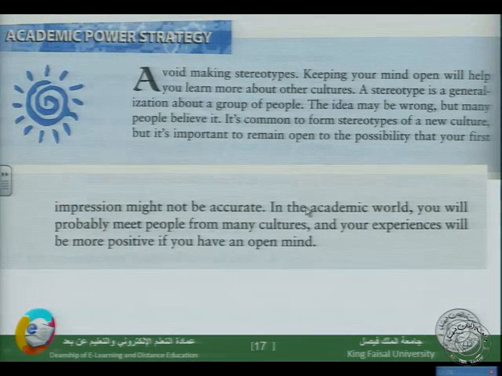This is very important, and this is my job and your job and every educated man's job. It says avoid making stereotypes. Stereotypes mean mistaken ideas about others. Keeping your minds open will help you learn more about other cultures. Because you're English students, you need to keep your mind open to know about English structure. A stereotype is a generalization about a group of people.